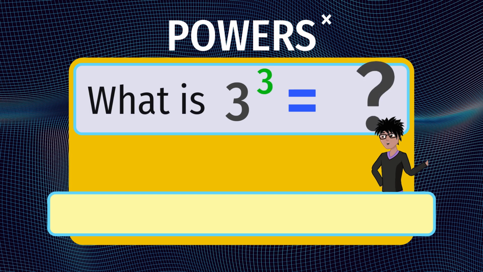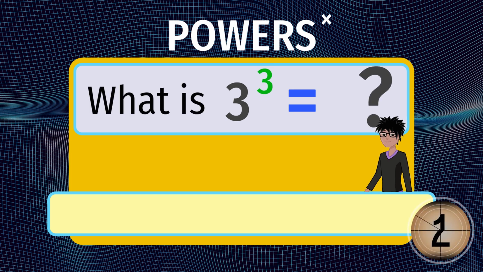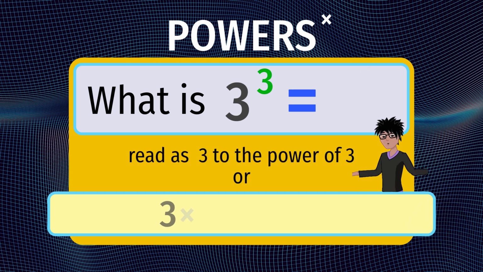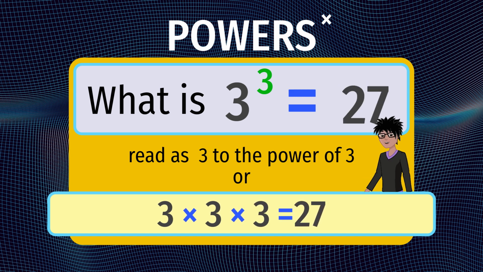What is 3 cube? 3 cube equals 3 into 3 into 3 equals 27.